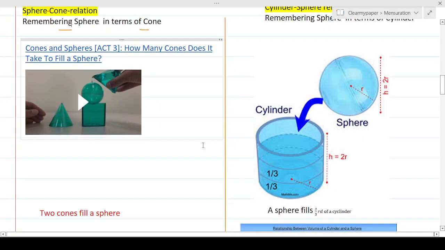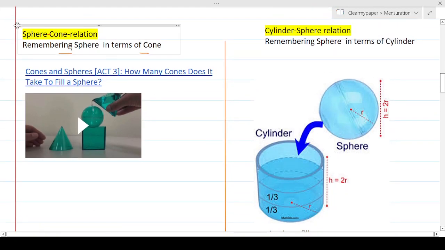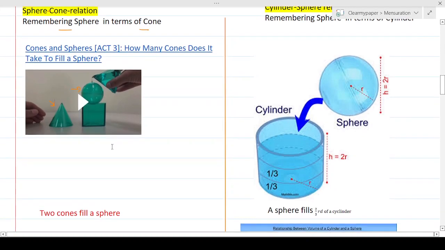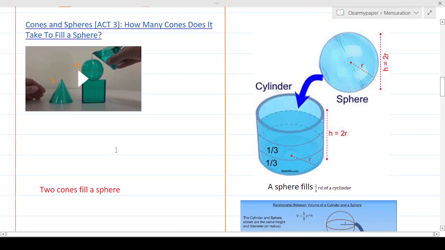What it tells is, since we're talking about the relationship between a sphere and a cone, if you take a sphere like this, the green one, and you're trying to fill this completely with water, how many cones will you need? This is a cone here. How many times do you have to fill up this cone to fill up this sphere completely? Interestingly, if you see this video, it takes 2 cones. That means you have to take 2 cones of this size.